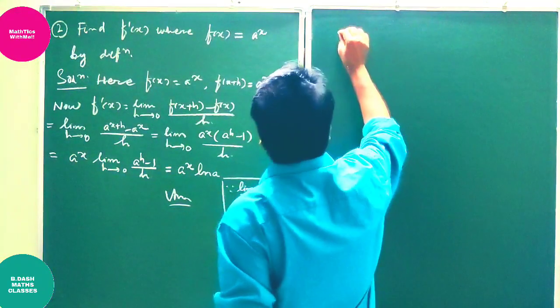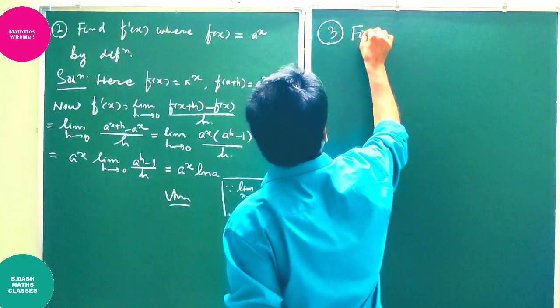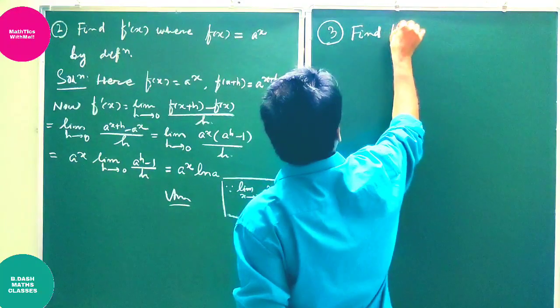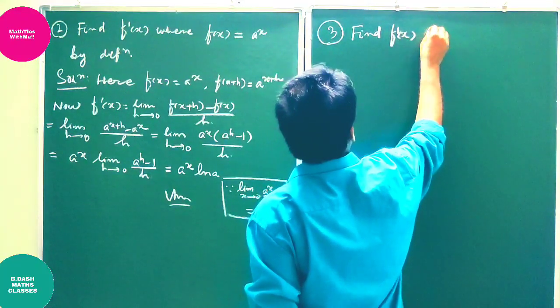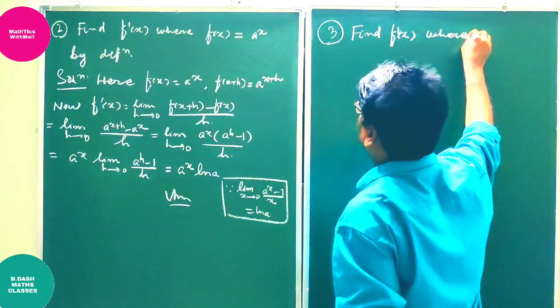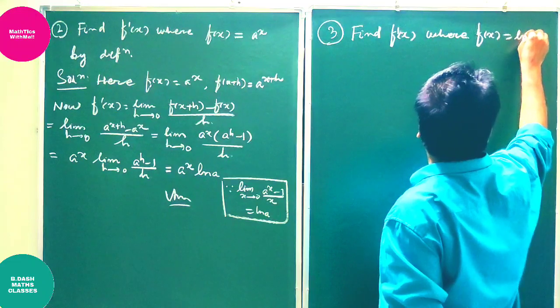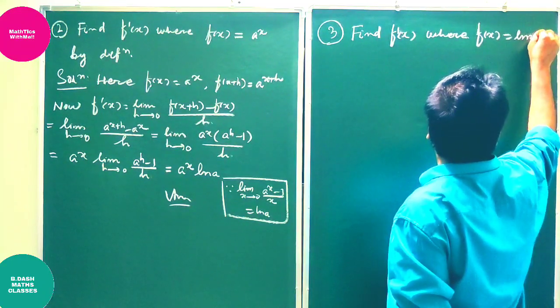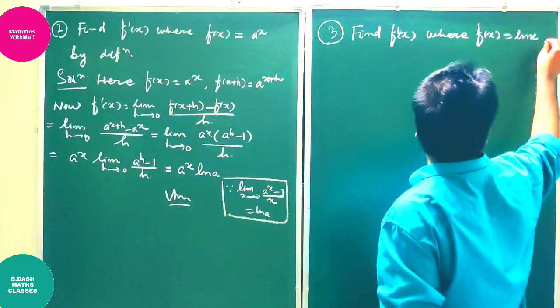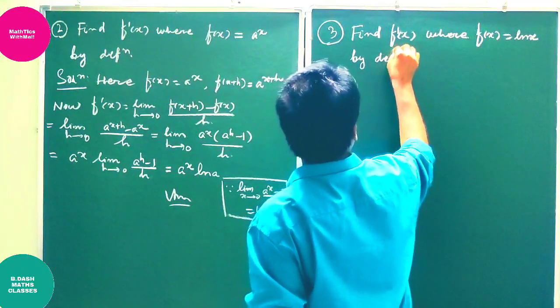Our next question is find f dash of x where f of x is equal to ln x by definition.